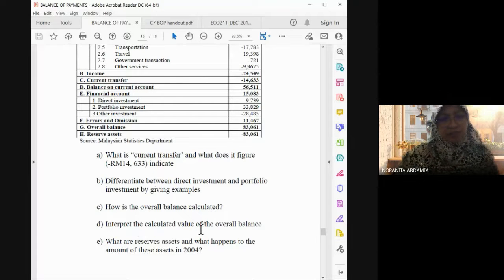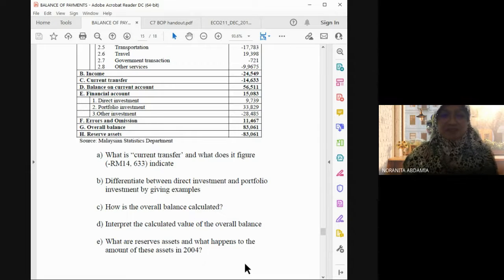Okay, macam ni. Inilah contoh tricky yang saya kata. Tak tricky sangat. Boleh lah, kan? What are the reserve asset and what happened to the amount of this asset? Nampak tak? Reserve asset. Negative 83, 1,061. Faham tak? How to answer this one? Ni reserve asset negative ni. But the overbalance is positive. Shows what? The reserve asset is? The asset is what?